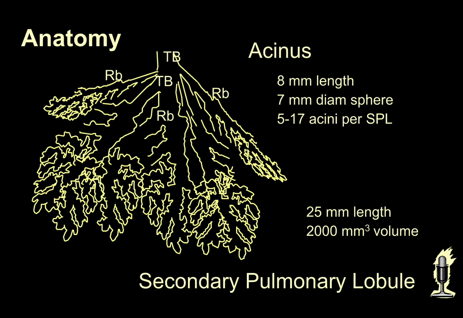The secondary pulmonary lobule is a variable-sized, incompletely septated unit of lung distal to the terminal bronchiole. The lobule is composed of 5 to 17 acini, which are supplied by respiratory bronchioles. Terminal bronchioles are visible at CT, respiratory bronchioles are not. Unfortunately, many disease processes originate in the respiratory bronchioles. Click on acini to view.